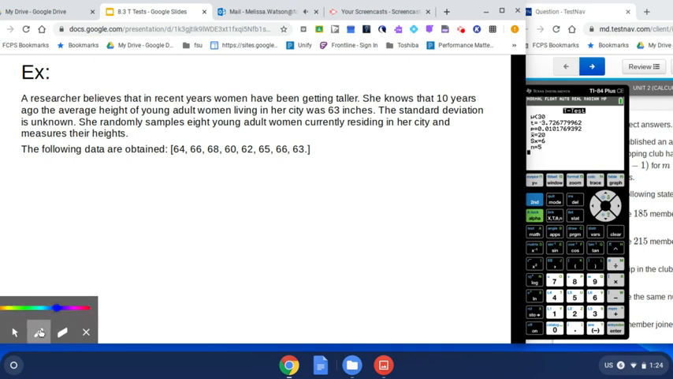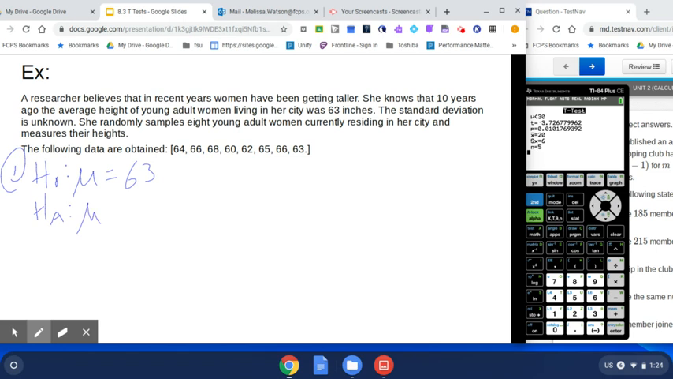Okay, going through the 6-step process for this. For step number 1, writing the null and alternative, mu equals 63, which is the height from 10 years ago. And she thinks that women are getting taller. So we're going to do a greater than 63 alternative.